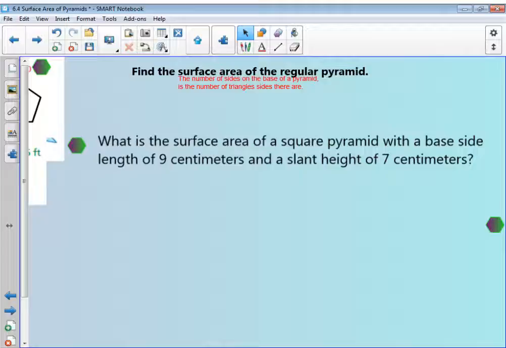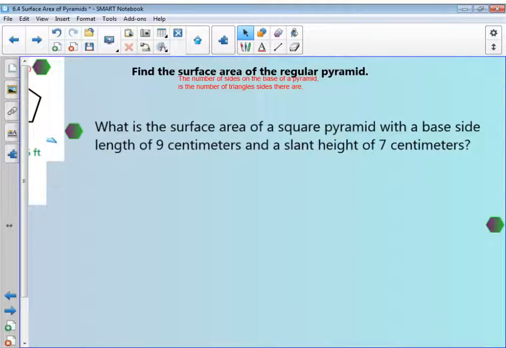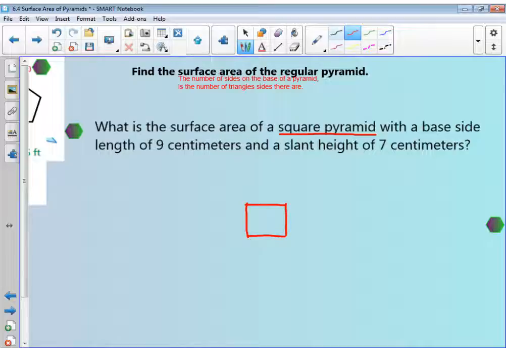Okay, so here's a word problem, I guess. We've got a word problem. So it says, what is the surface area of a square pyramid? So when they name it as a square pyramid, that means the base is a square. So it's a square pyramid with a base side length of 9 centimeters. So each of these is 9 centimeters. Okay, I'm drawing as I go. It just makes it easier for me. And a slant height of 7 centimeters.